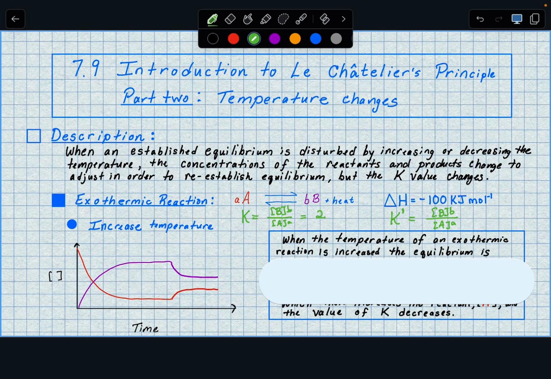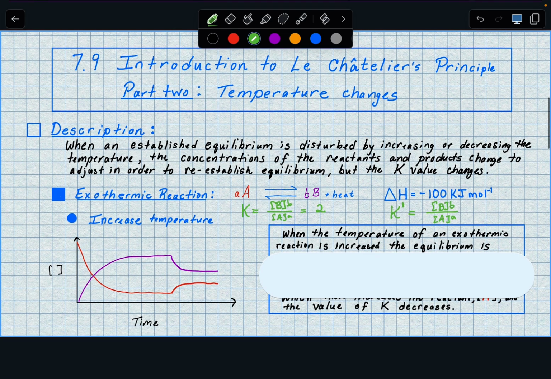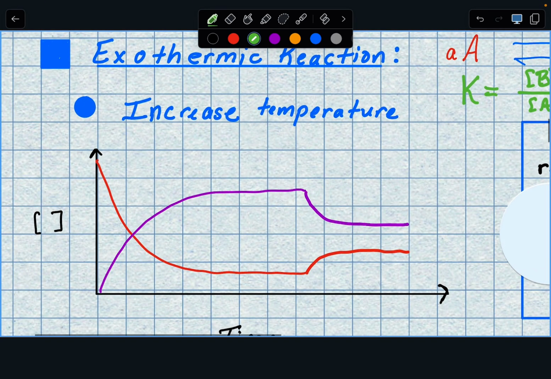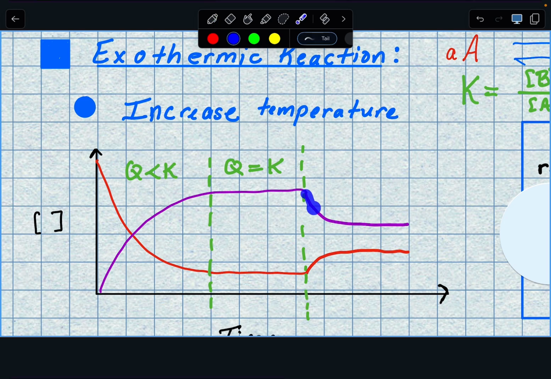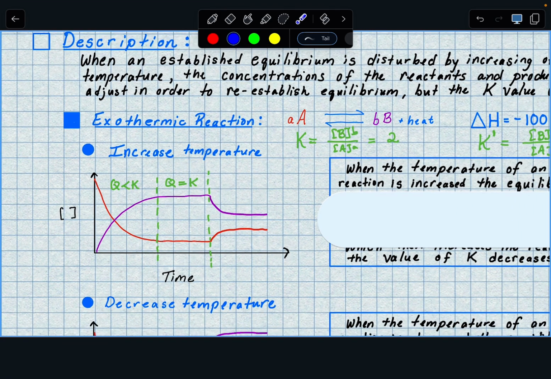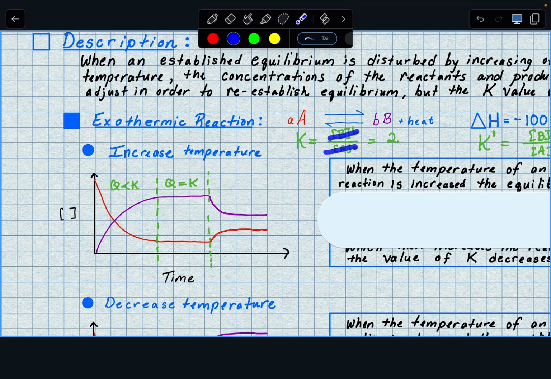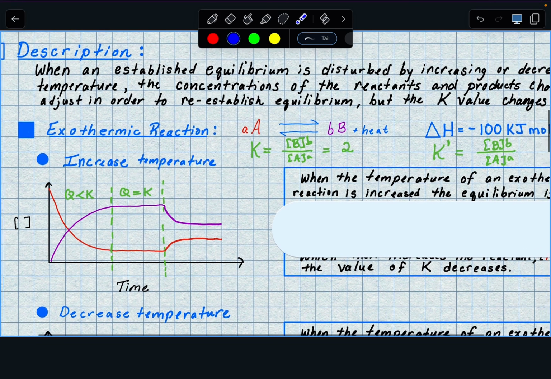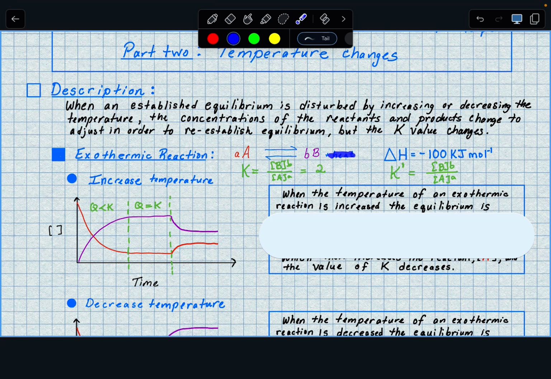Okay, first off, let's focus on an exothermic reaction where we increase temperature. Let's take a look at what would happen to the graph. We again reach equilibrium around here, where Q was less than K and now Q equals K, and then we disturb the equilibrium right about here. Notice there isn't the same spike that I had in the other video. We just have gradual changes in our concentration, because we are not changing one of these concentrations, we're changing the actual temperature.